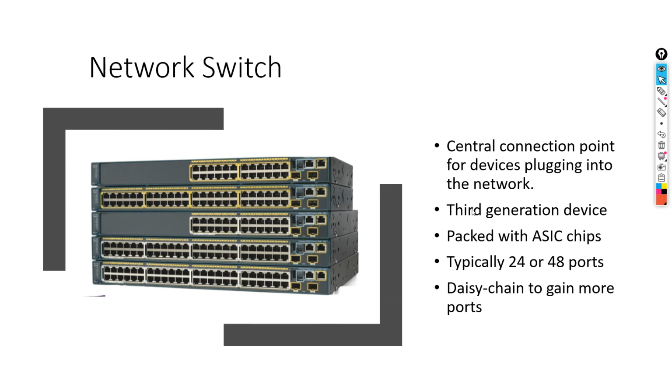And actually this is the third generation device. What do I mean by that? So the first generation would be, I'll just write it down here, a hub. You might have heard about the hub. And it was a dumb device that would repeat the signals. That's it. So for example, we say that this is a hub, the first switch is a hub, right?